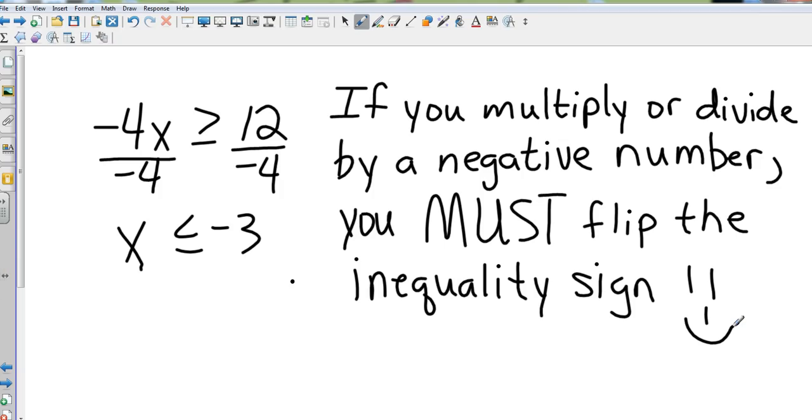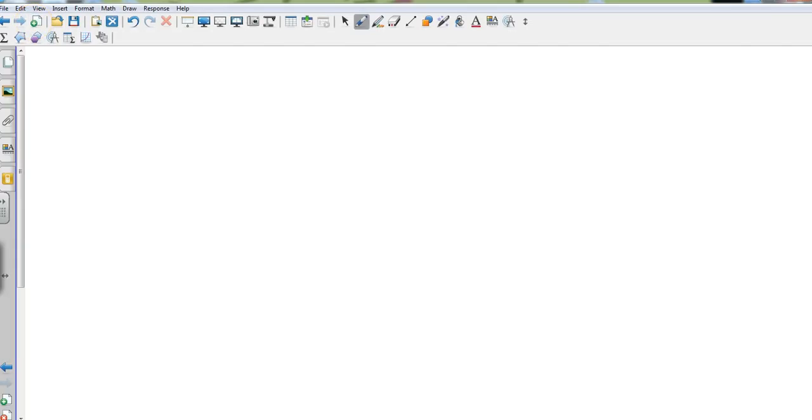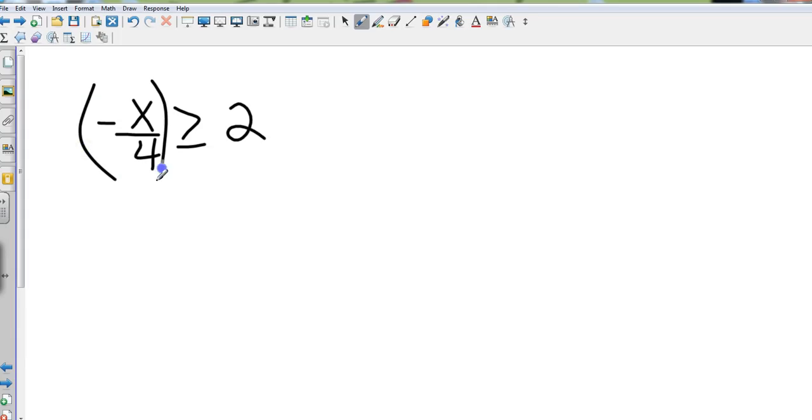I want to do a few more of these problems. I could have something like that, where instead of this case just multiplying by 4, I'm going to multiply by negative 4.